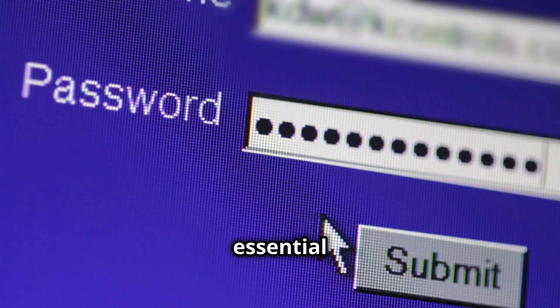Robust security measures are essential to protect your bot. Safeguard API keys and secure the operating environment. Stay informed about the latest security practices and potential threats.